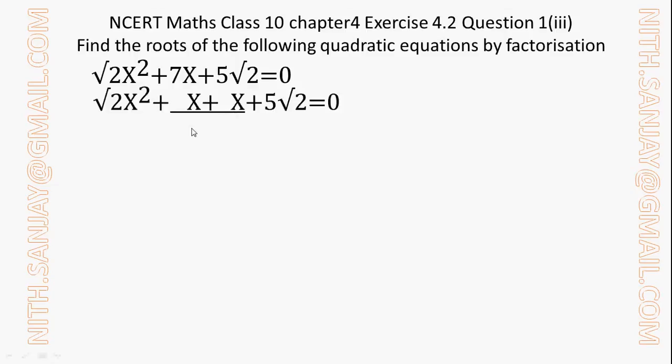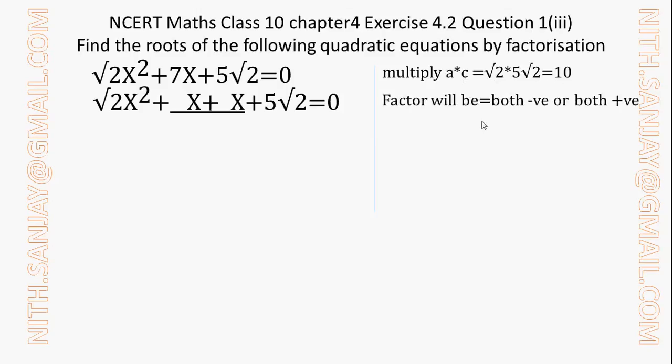Now what we are going to do is we will split the middle term, this 7x, into two terms so that their addition is equal to plus 7 and their multiplication should be equal to the multiplication of a and c, where a is my coefficient of x square and c is this constant term. So I will multiply a and c. So root 2 into 5 root 2 is equal to 10.